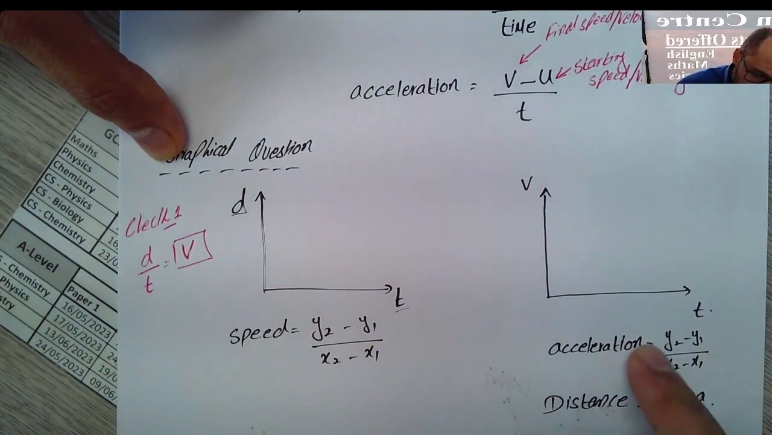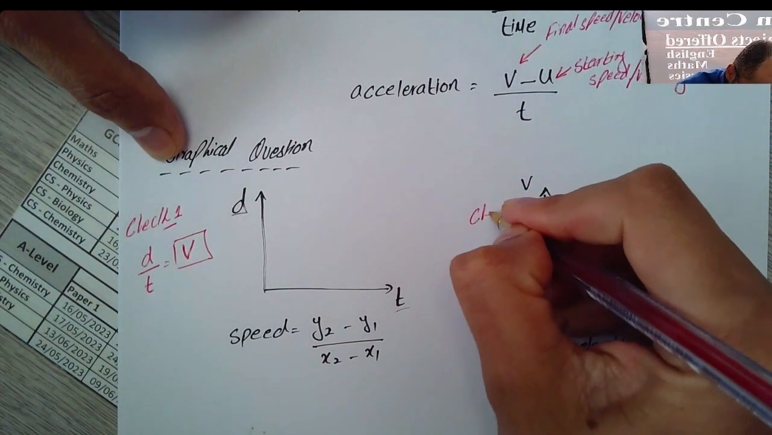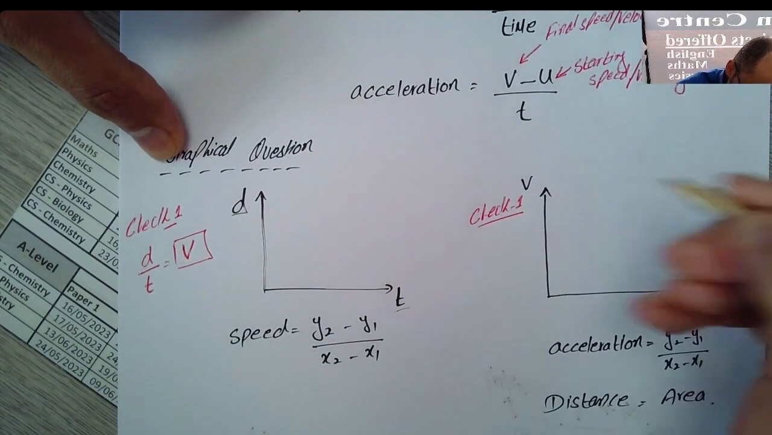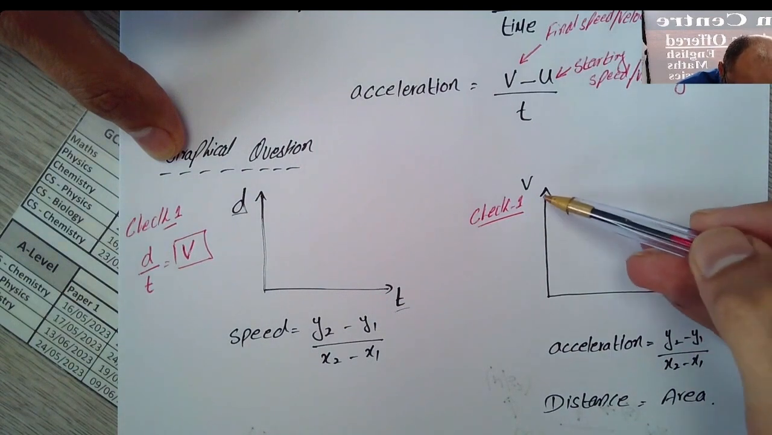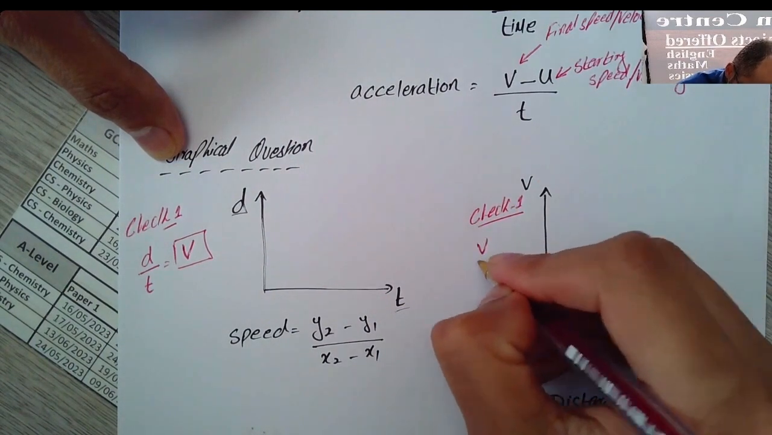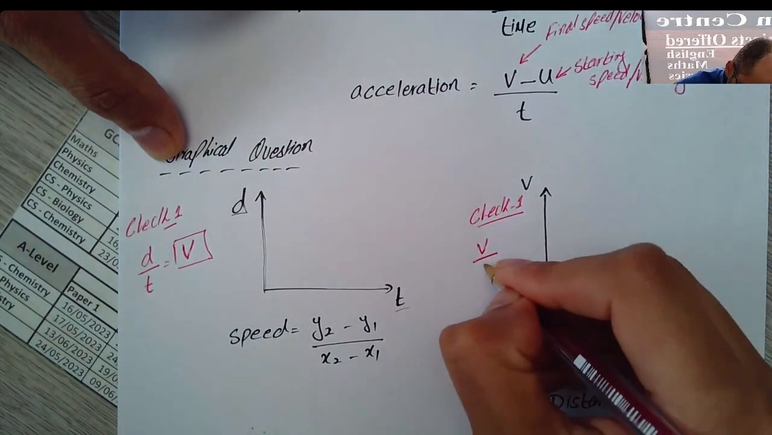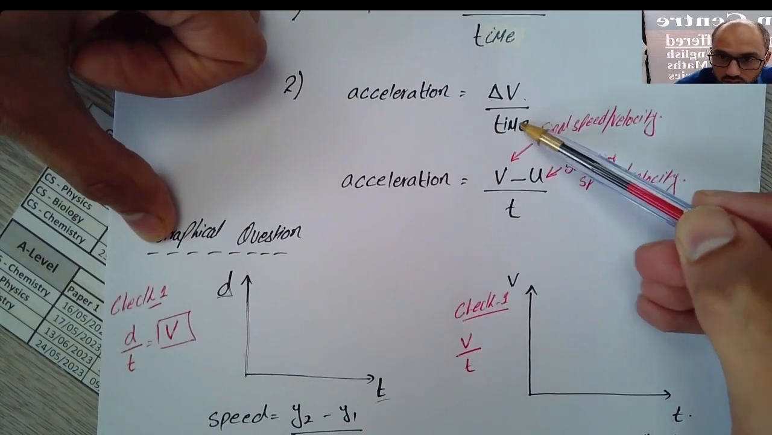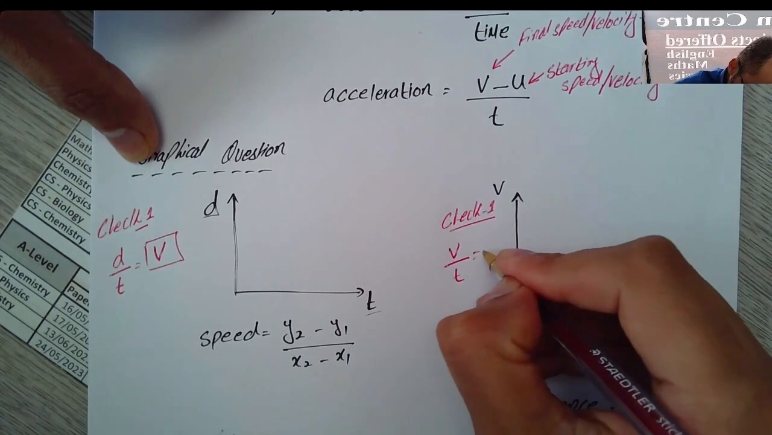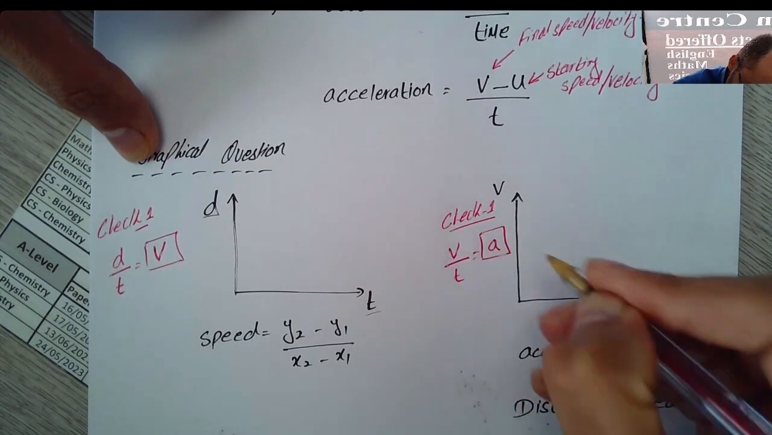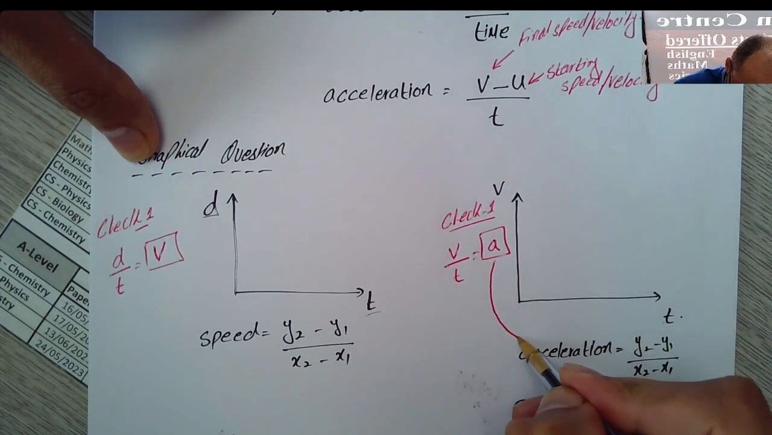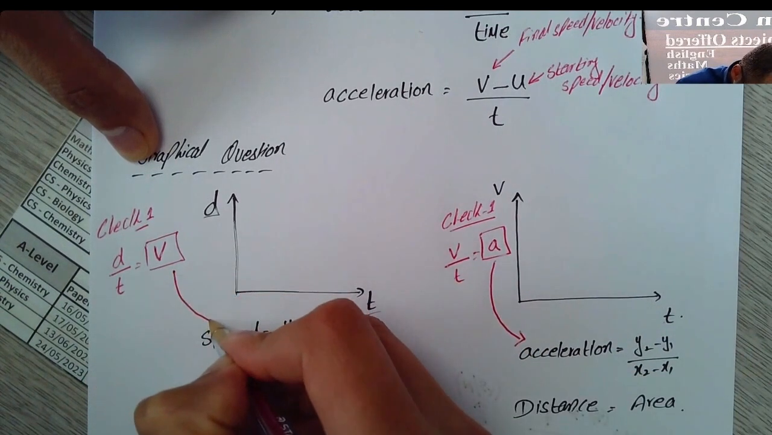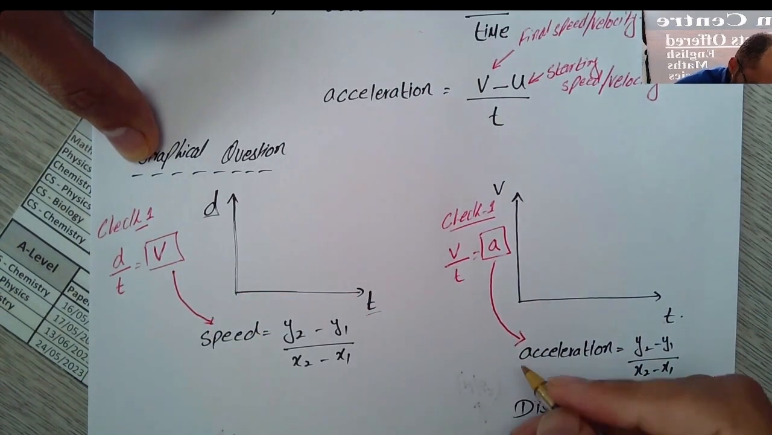I can do the same check on this graph here. I can do check 1 and I'll do exactly the same thing. What's on y-axis? This time it is velocity. What is on x-axis? Time. So if you divide velocity by time, you can see here velocity divided by time will give you acceleration. This time I'll end up with a, and therefore a will be worked out using this formula.